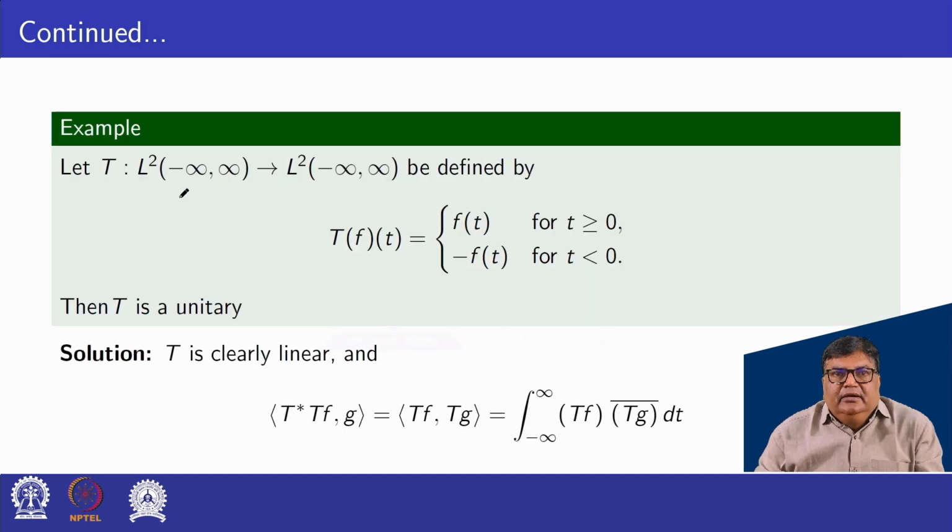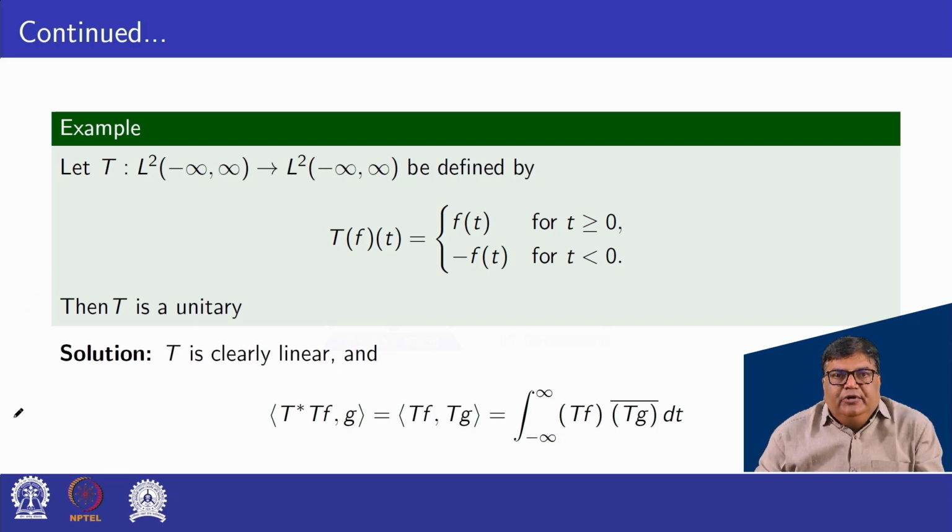Example of a unitary operator. Let T from L2 to L2 be defined by Tf(t) is equal to f(t) for t greater than or equal to 0 and minus f(t) for t less than 0. Then T is unitary. Solution. Here clearly T is linear, so I am avoiding proving that T is linear.